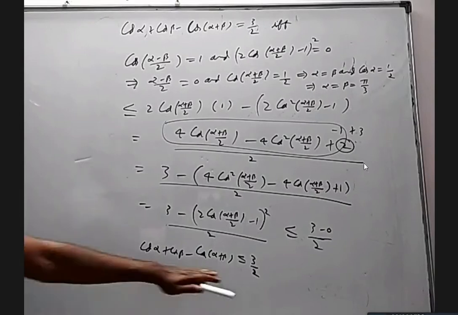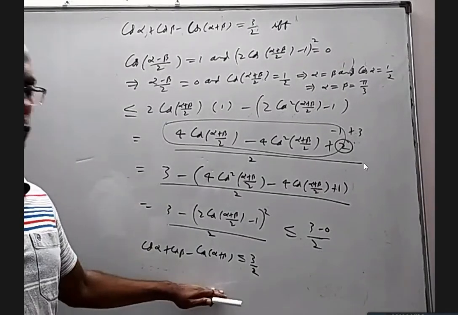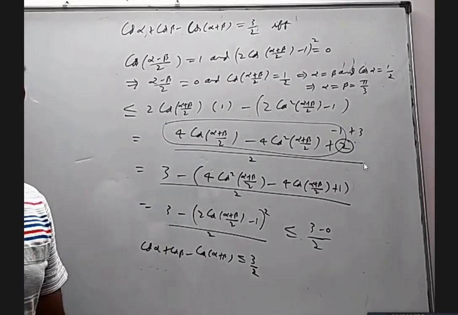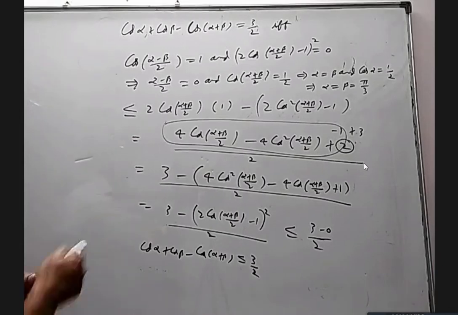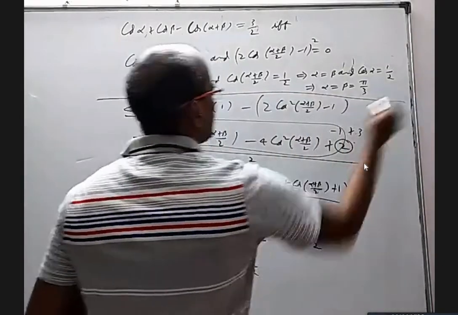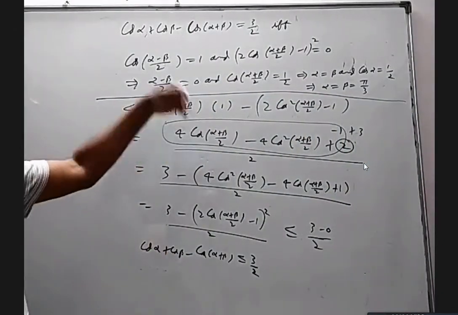Okay. So first of all, proving less than or equal to 3 by 2. Up to there, anybody any doubt? No, sir. Sir, once again explains. Okay. So you are clear from the previous step to this.